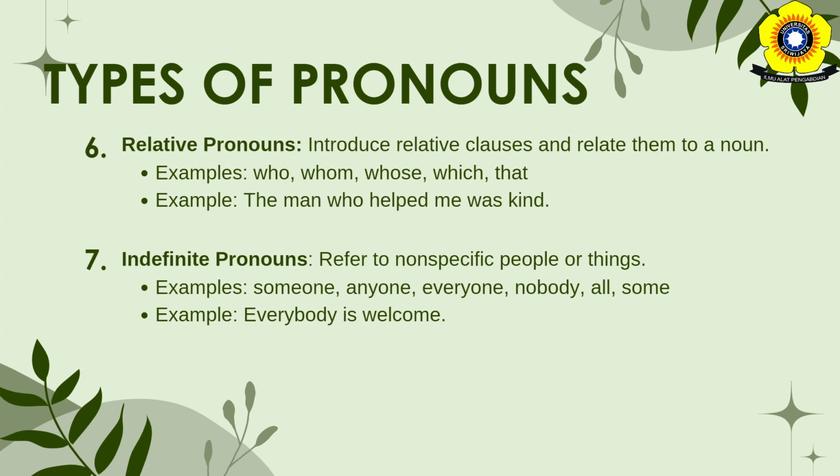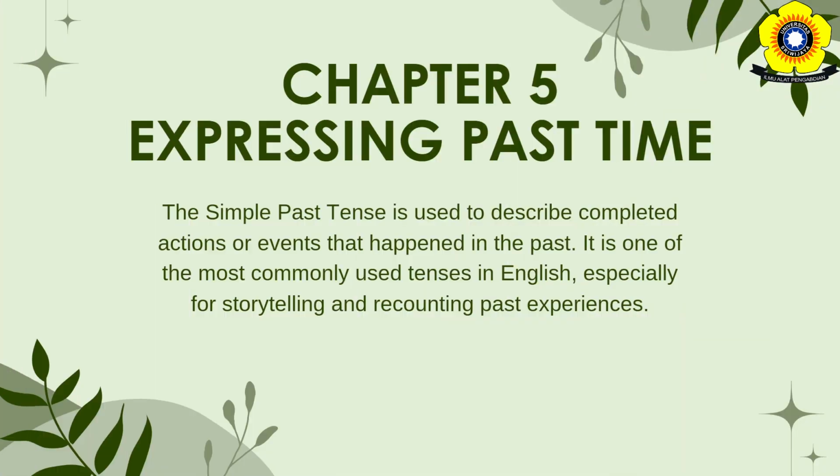Sixth one is relative pronouns. They introduce relative clauses and relate them to a noun. Examples: who, whom, whose, which, that. Example: the man who helped me was kind. For the last one is indefinite pronouns. They refer to non-specific people or things. Examples: someone, anyone, everyone, nobody, all, some. Example: everybody is welcome.